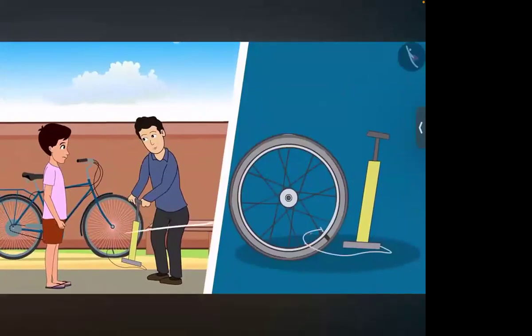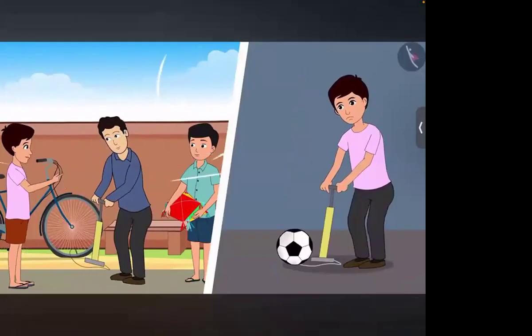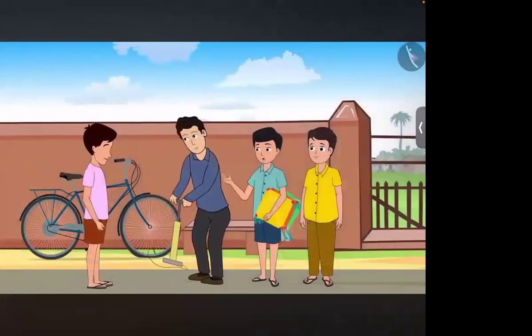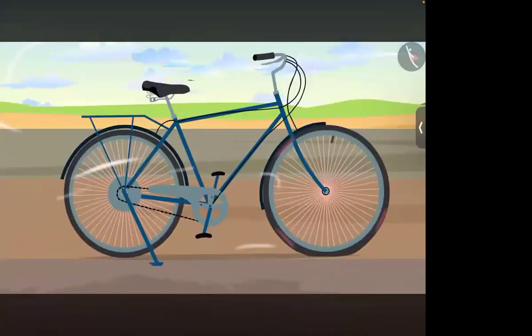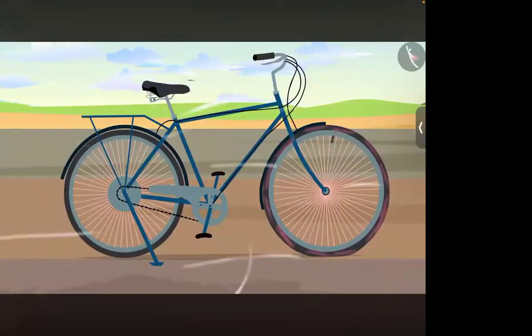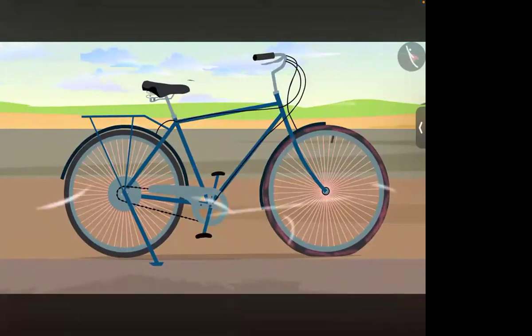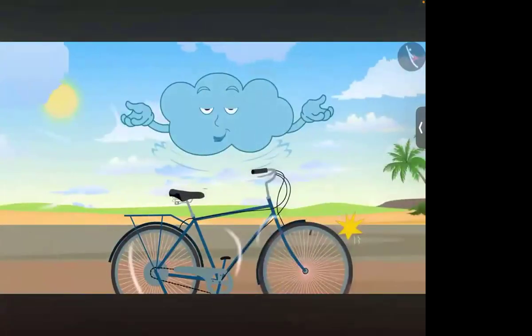Do you know, if we fill in more air, then the tube could burst? Why is that? Once I had filled my football so much with air that it burst. Friends, do you know the answer to this? There is air filled in the tube of the cycle. In hot weather, the air in the tube expands because of the heat, but the tube cannot expand accordingly. Therefore, it bursts, because air expands on heating.